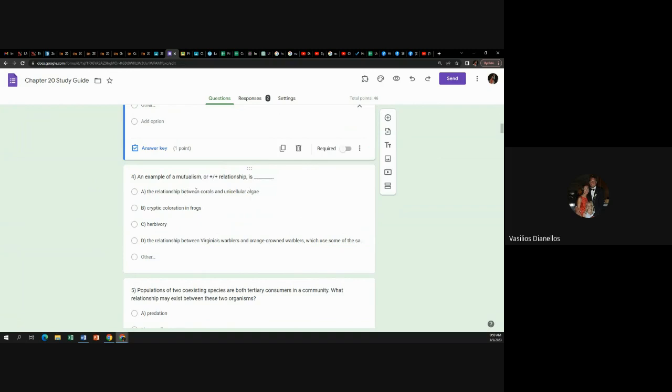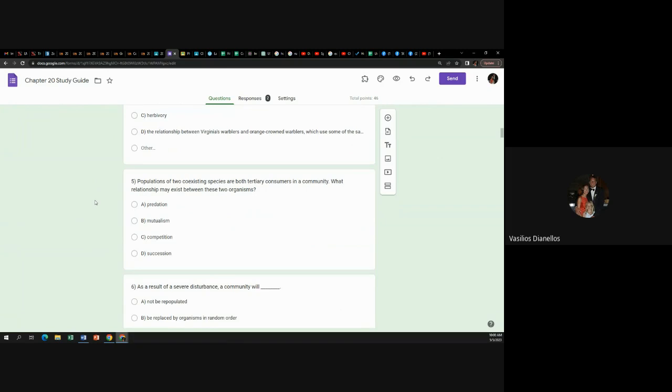So I would say something about the corals have the algae living inside of them, and that the algae provides the coral with glucose, right? And that the coral provides the algae with protection and carbon dioxide and nitrogen, right? I would explain the situation, in which case you should recognize it as mutualism. If I describe any situation in which both of the species benefit from it, that's mutualism. So any questions about number 4?